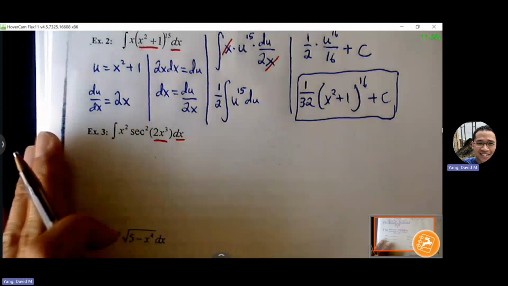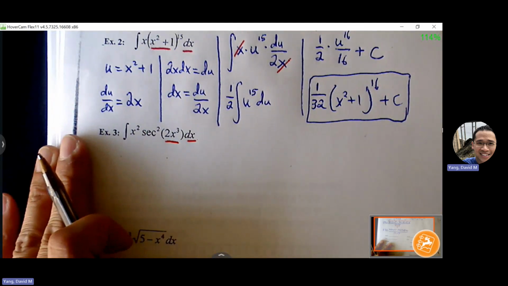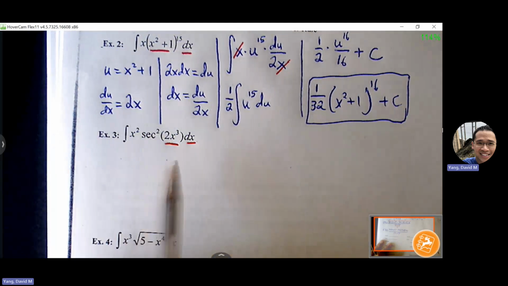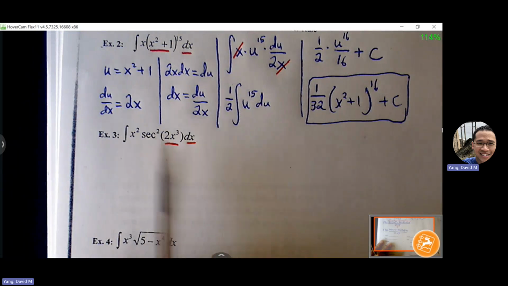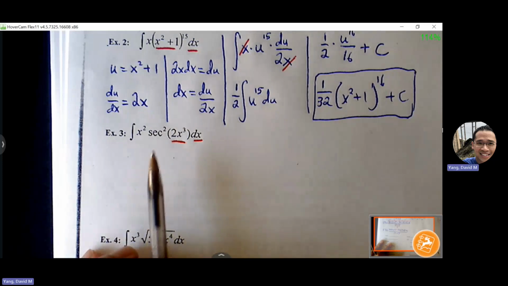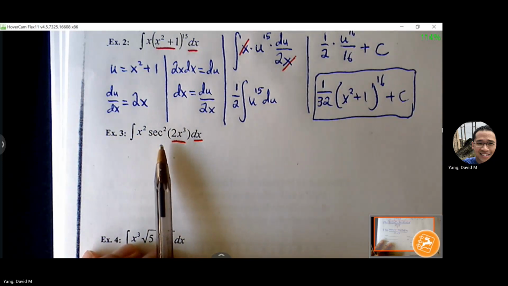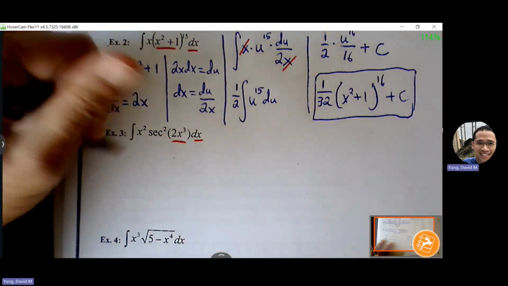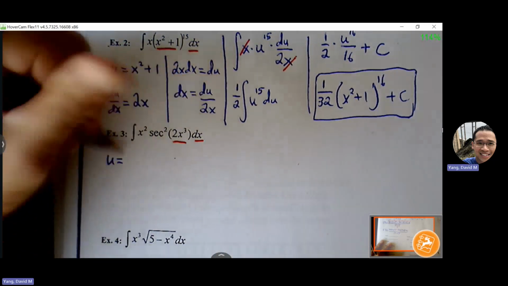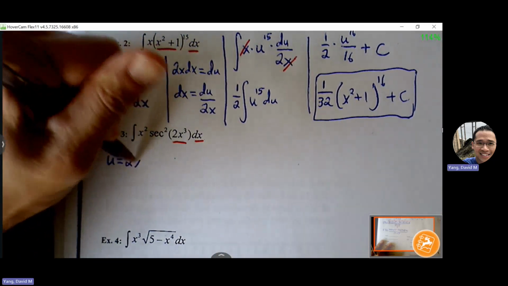But like the secant squared, the squared goes out, it's kind of messy. Right, but we do have a rule for secant squared, right? So okay, let's do our U value here. U is equal to 2x cubed.